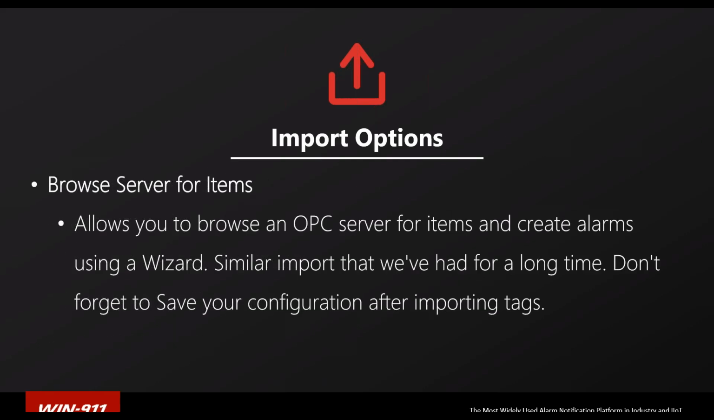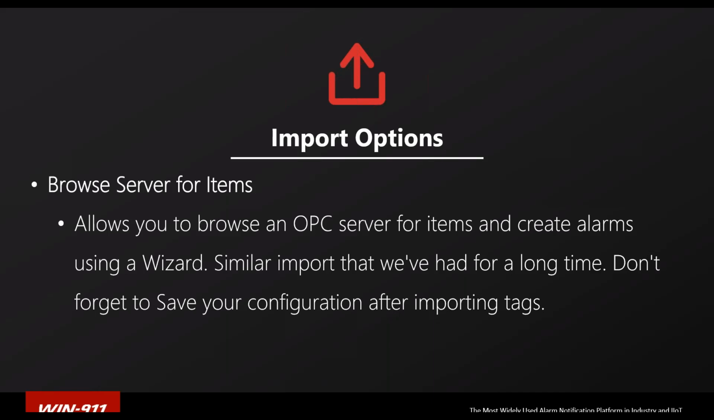The browse server for items option is a similar wizard we've always had before. You put in your OPC server, you browse it, you select the tags that you want, and then you create alarms on them. You'll be able to go through that wizard, and I'll show you a demo of that in a little bit. You'll be able to select your tags, choose what alarms you want to create, and import them that way.